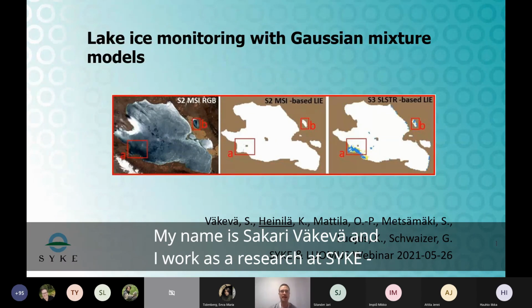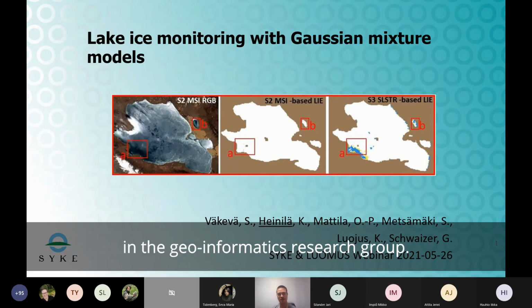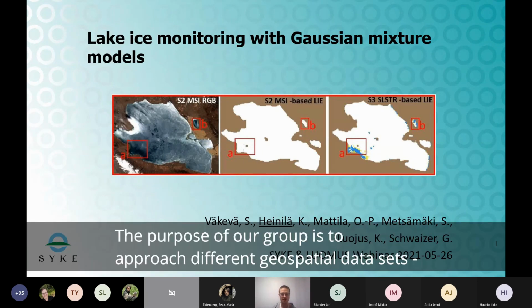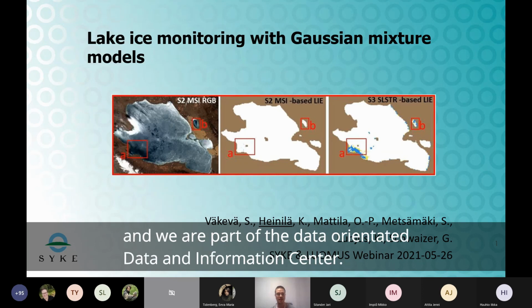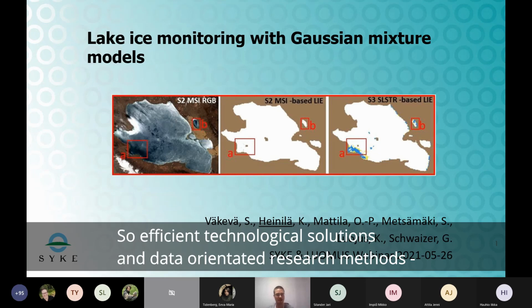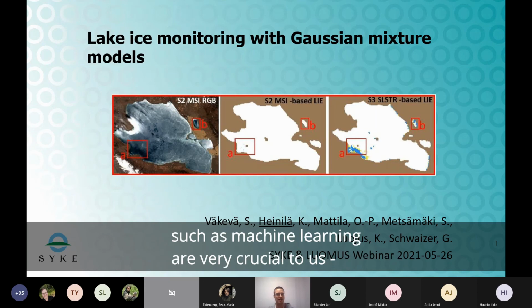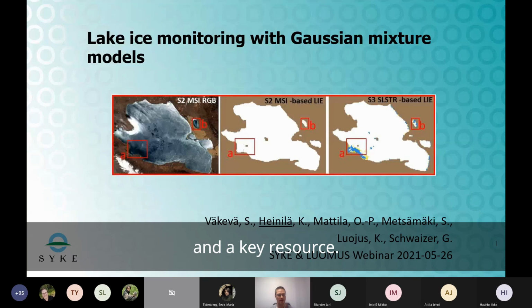So my name is Sakari Väkevä and I work as a researcher at SYKE in the Geoinformatics Research Group. The purpose of our group is to approach different geospatial datasets from the point of view of research. And we are part of the data-oriented Data and Information Center. So efficient technological solutions and data-oriented research methods such as machine learning are very crucial to us and a key resource.